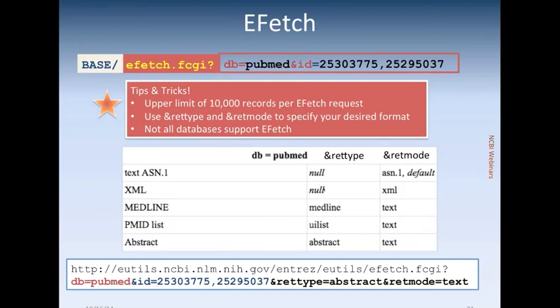And you can get these things in a variety of formats as well. And so the formats that are listed here can be specified with two parameters: one, ret type or return type, and return mode or ret mode. And you'll see that what you need to do is use both of them. So if you don't use ret type and you don't use ret mode at all, the default will give you ASN1. If I want to get an abstract back, I need to say ret type equals abstract and ret mode equals text, and that's what I've done here. So all you simply do is add those parameters to your EFetch call, and you're in business.